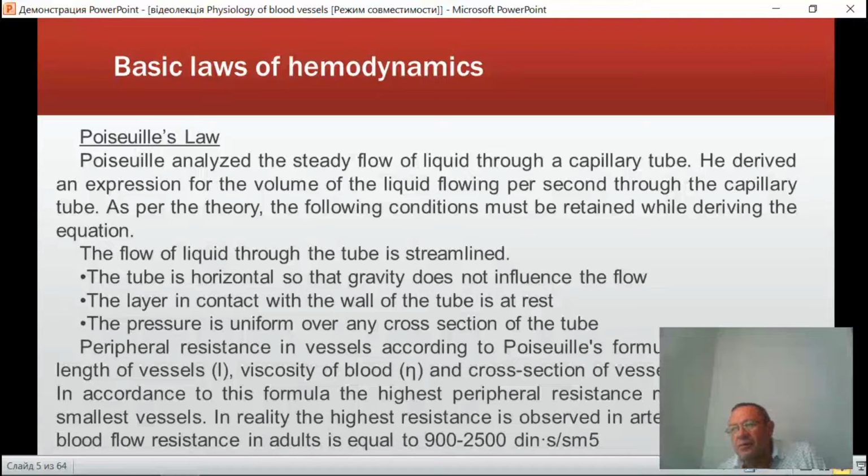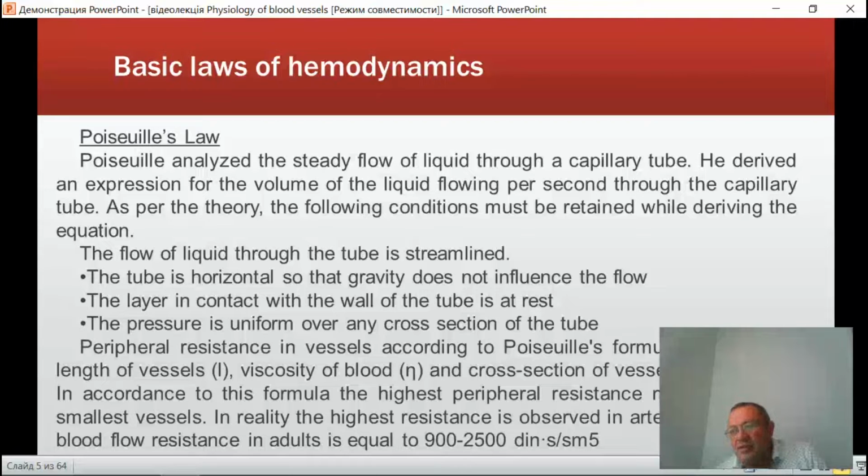As per the theory, certain flow conditions must be assumed while deriving the equation. The flow of liquid through the tube is in straight lines. The tube is horizontal so that gravity does not influence the flow. The layer in contact with the wall of the tube is at rest. The pressure is uniform over any cross-section of the tube.